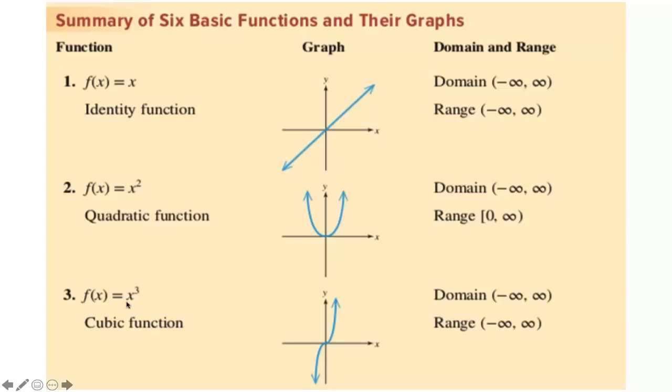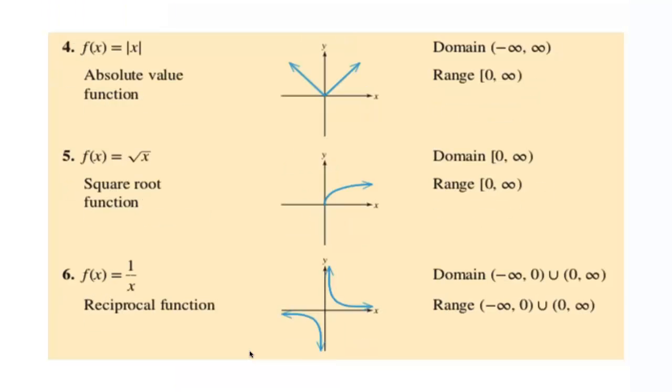And then the cubic function is x cubed. It looks like this. The domain is all real numbers. The range is also all real numbers. So again, please know these basic functions. Later in the class, we're going to need to know some of these functions to create new functions. So here's another one. This is the absolute value function. It has the V shape. On the right side it is just the identity function. On the left side it is the negative identity function. So it's that V shape.